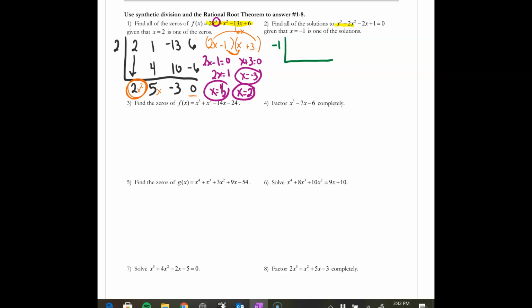I have a third power, a second power. You can see me highlighting an x and just a number. And I'm going to take those numbers and put them in the box. So 1, negative 2, and 1.